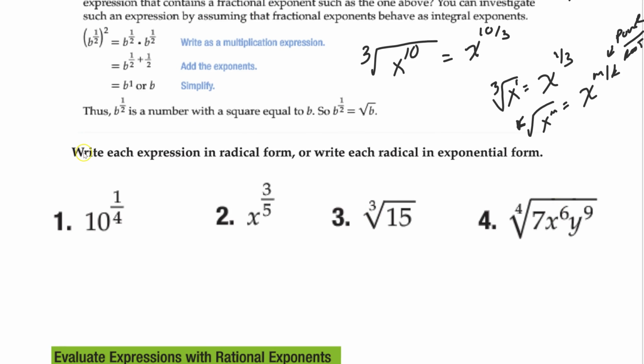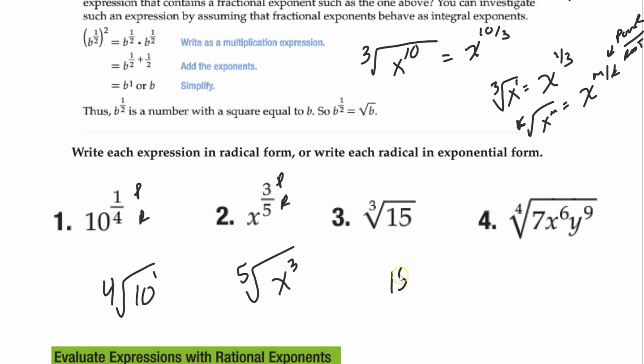So all they want you to do here is rewrite it. So 10 to the 1/4, remember this is the power, this is the root. We're going to write it as the 4th root of 10 to the 1st, or just the 4th root of 10. Same thing here. Power root, the 5th root of x to the 3rd. We're going to rewrite this one. So 15, power is 1, so 1 over 3. Same thing here. 7 to the 1/4, x to the 6/4, and y to the 9/4. You could reduce that if you want, but that's the general idea. It's how to rewrite it.